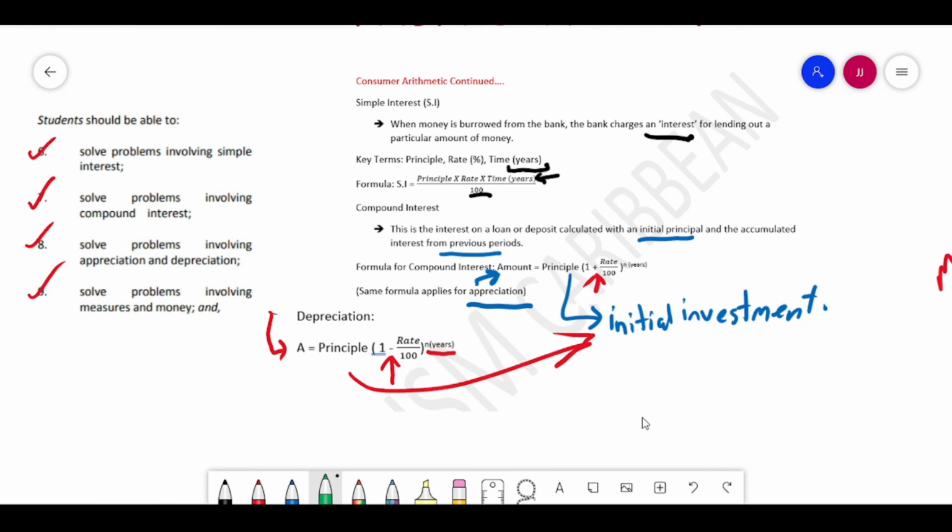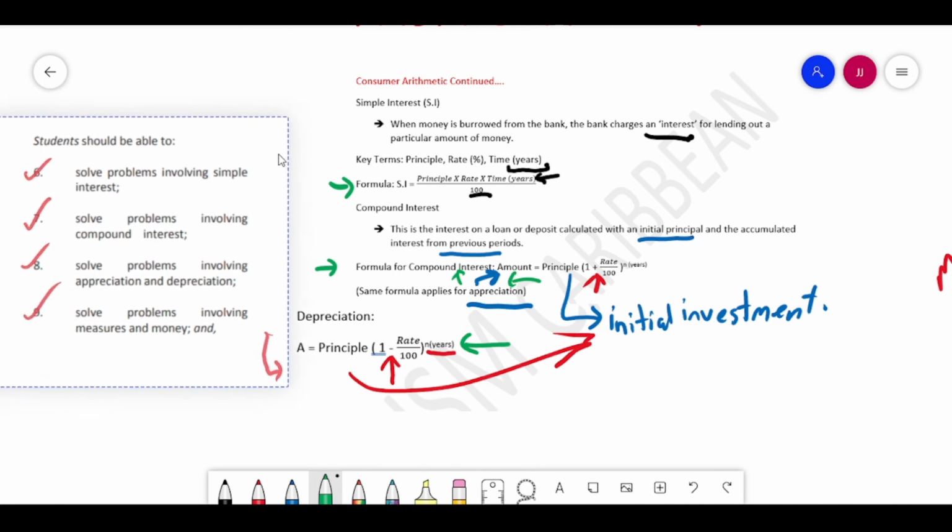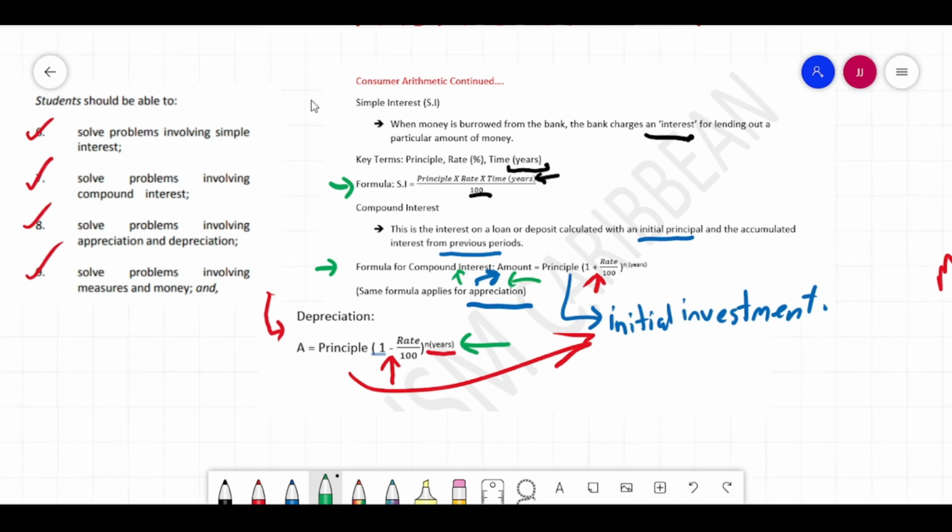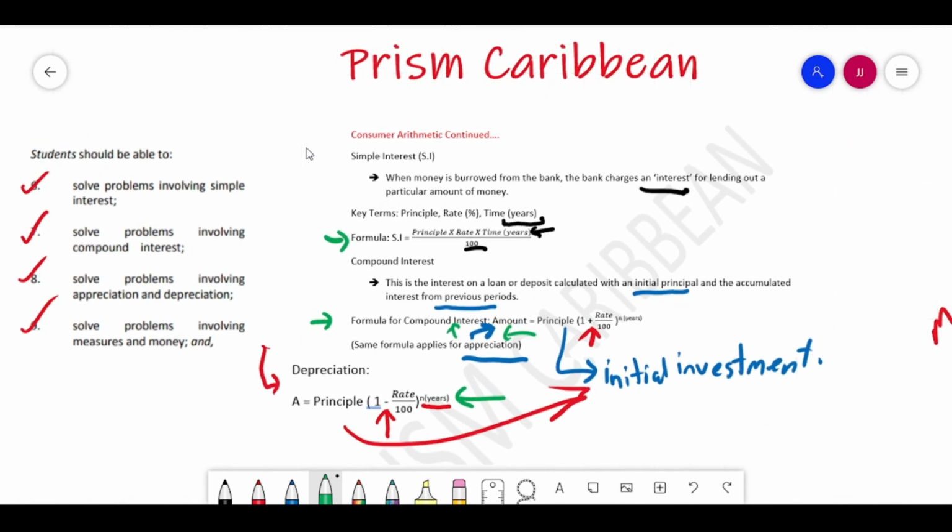Please do take note of these formulae here. I'm not sure if they come in your formula sheet, but it's worth noting. And of course, the appreciation formula, which is the same as the compound interest. This is a pretty simple topic. Do hope that this comes in your exam. It will be worth a shot to get your marks.